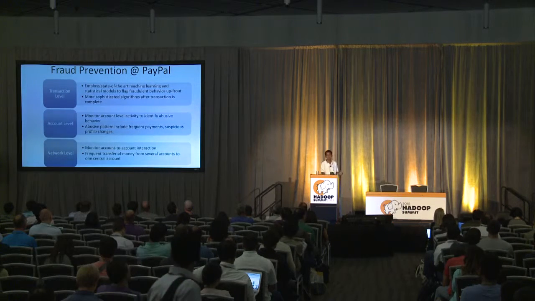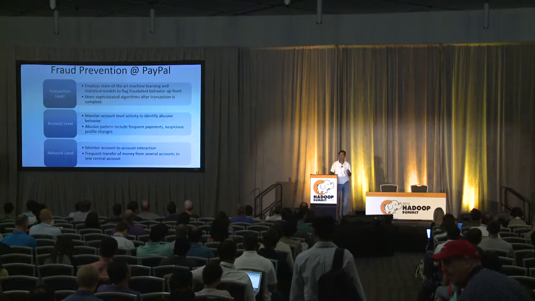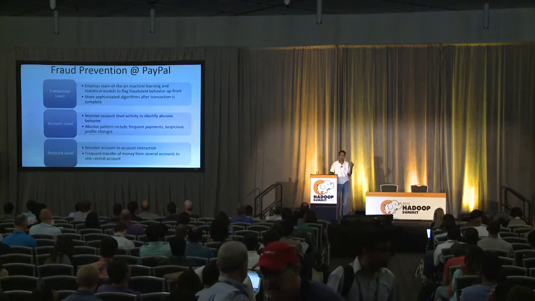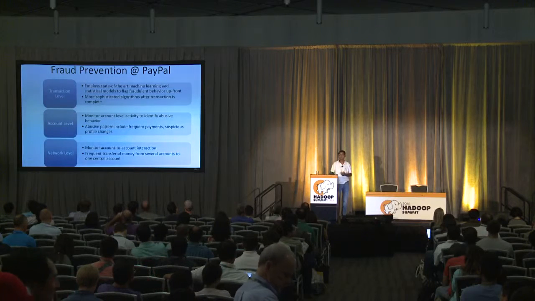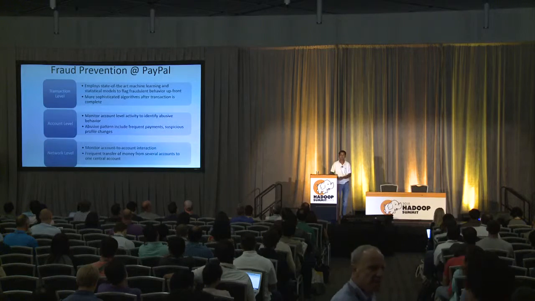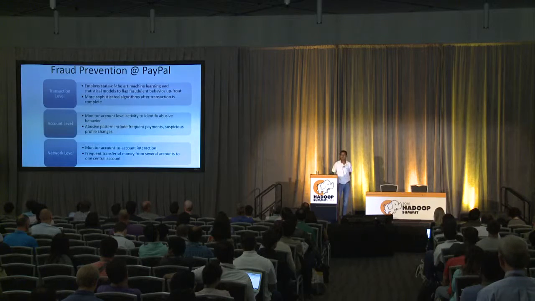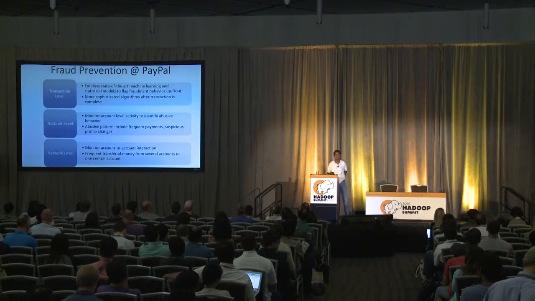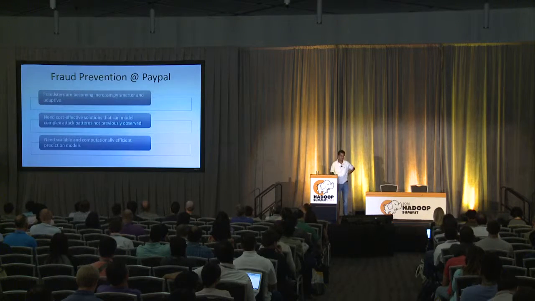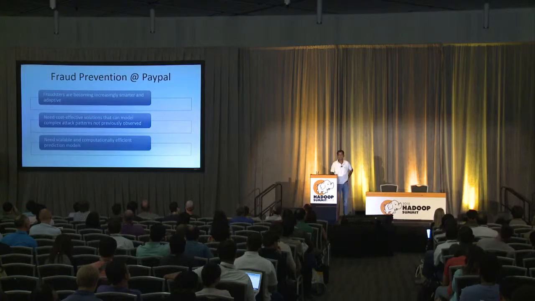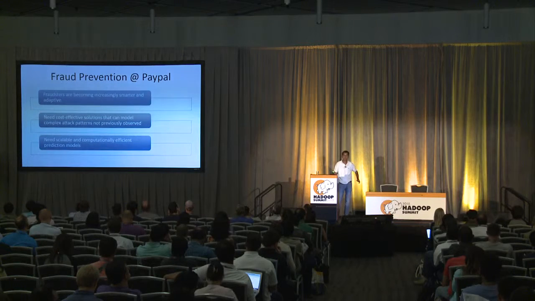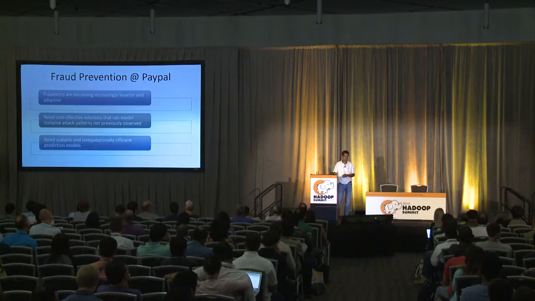We also have network level monitoring, where we see if somebody is sending a lot of payments from a majority of accounts to a single account. That could potentially be a money laundering activity. So we have systems, algorithms and models to detect those kinds of patterns. Fraudsters are becoming increasingly smarter and adaptive, so we have to always be a few steps ahead of them. So we have state-of-the-art machine learning algorithms, and we are also always looking for improving our state of the art.